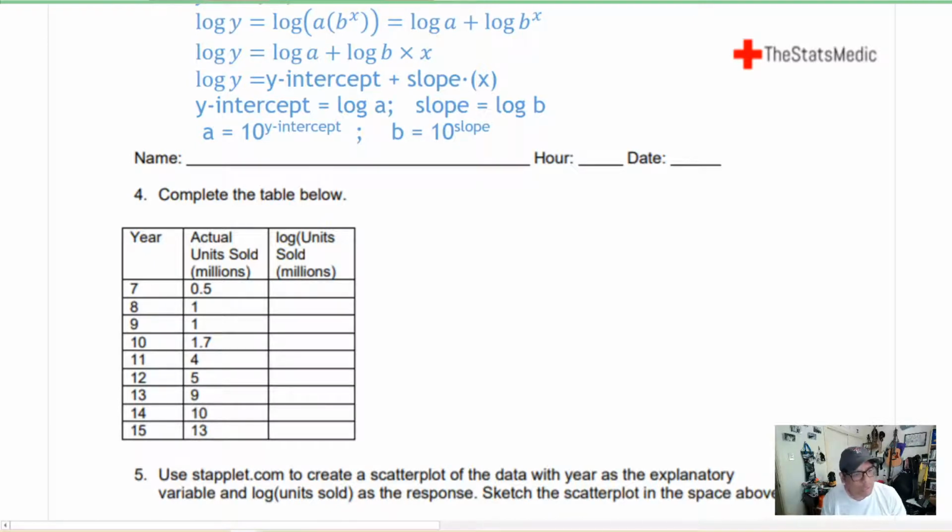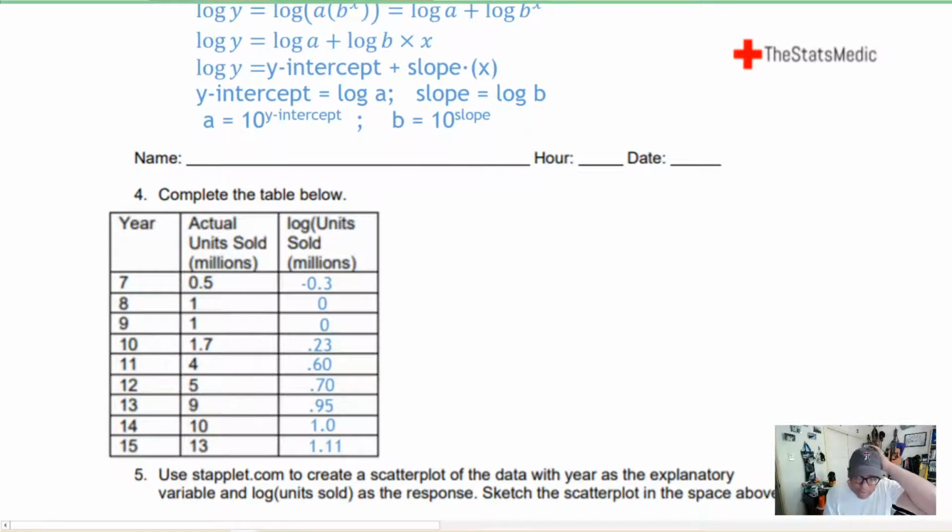Our number 4 says we're supposed to complete the table below. And what it says to do is take a logarithm of the units sold. We're going to use log base 10. So we're going to take 0.5 and we're going to take a logarithm of that. We're going to take 1, a logarithm of 1. What is the log of 1.7? What is the log of 4? Etc., etc. That's going to get us this table of values here.